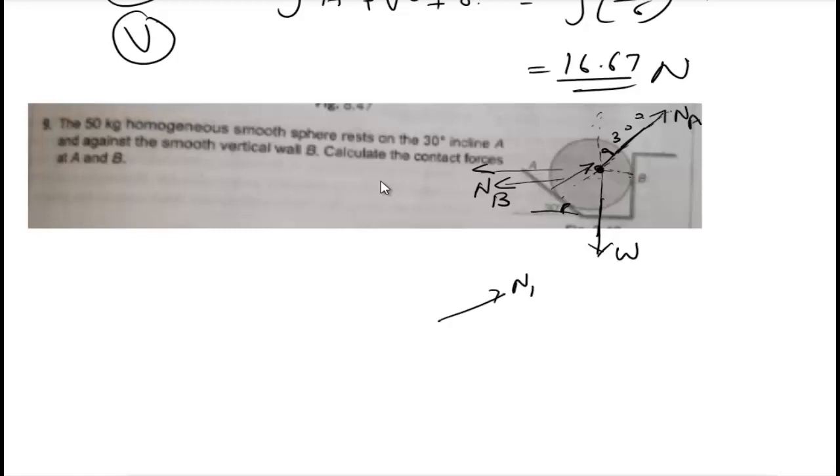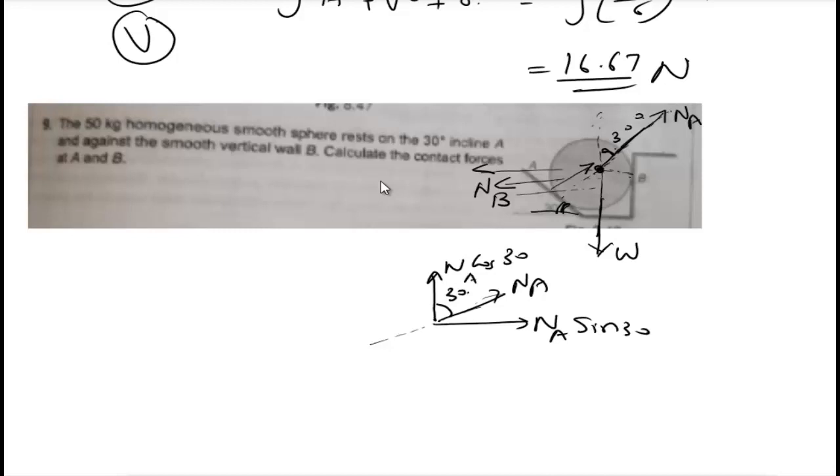Now you would have got an idea. This NA, with respect to the vertical, is at 30 degree. Here it is 30 degree, and if you draw a straight line here, you will get an angle 30 degree, and from here you can write down the value 30. So the components are NA cos 30, and here it will be NA sin 30.